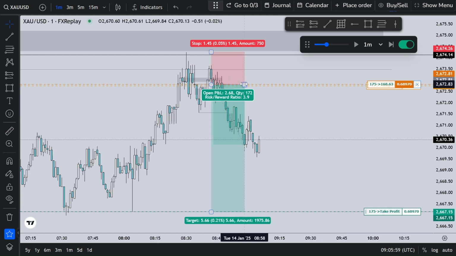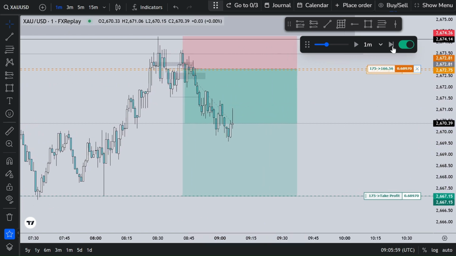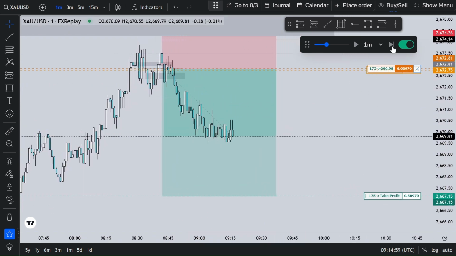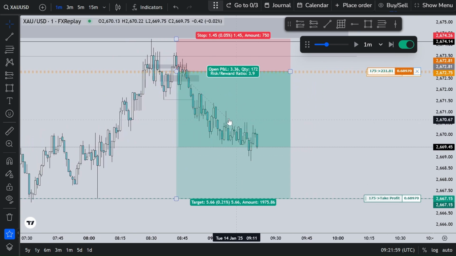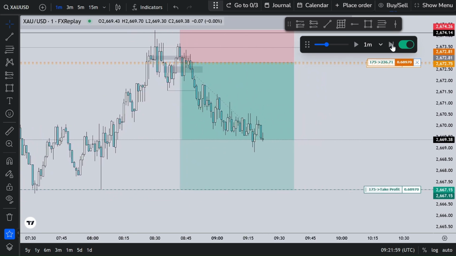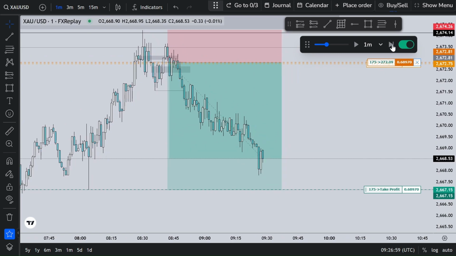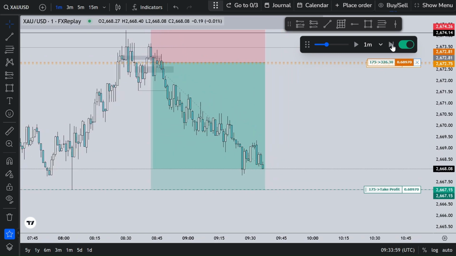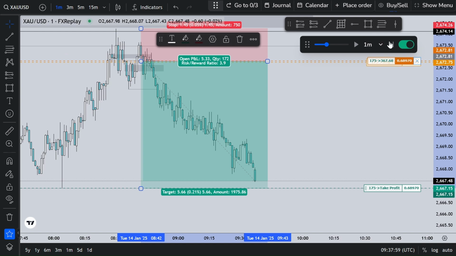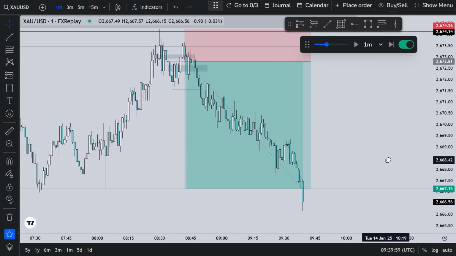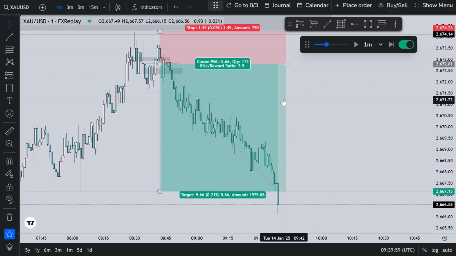We then continue to the downside. Get quite a bit of consolidation in here, but I'm happy to hold. Bit of a longer trade than normal. But there we go. That's TP. This was a 3.9 RR trade on gold.